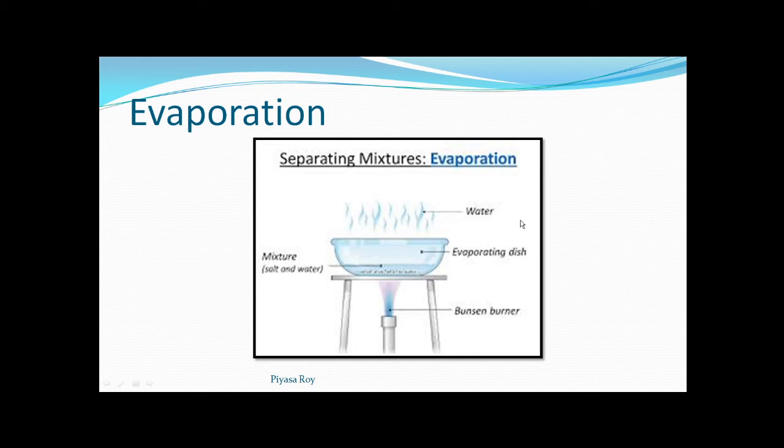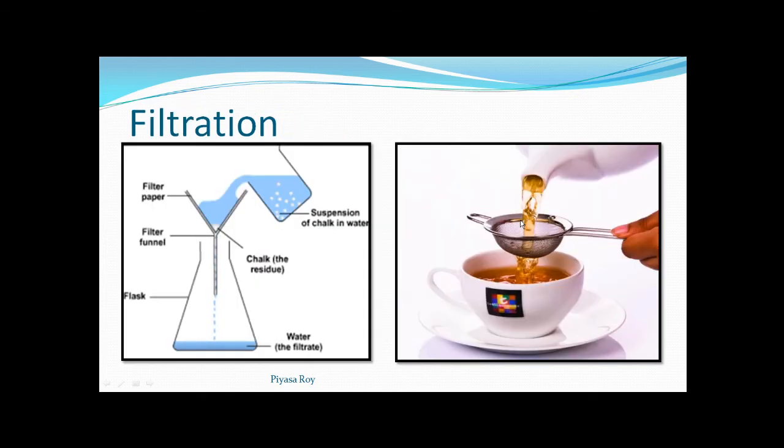Next, the filtration process. We can see this at home every day while making tea. To separate the tea leaves, we use a strainer. This process is called filtration. As the tea leaves are bigger in size, they are left behind in the strainer, and we get the tea.